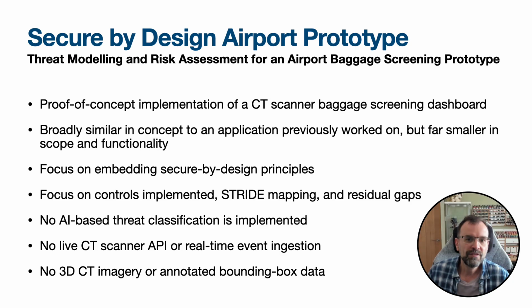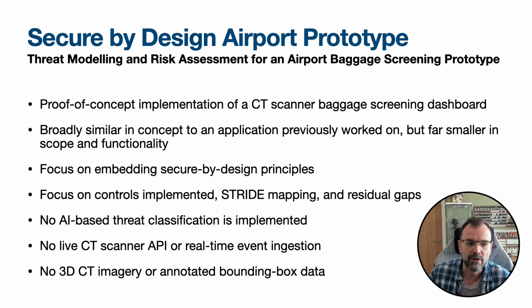This presentation evaluates the security of a Heathrow Terminal 2 CT baggage screening prototype. It's a simplified design, not for full functionality, but demonstrates a secure by design approach across requirements, design, implementation and deployment. I'll show how sensitive data such as scan events and threat imagery are protected, how risks were identified using a STRIDE threat model, and how those risks were reduced using controls aligned to the OWASP top 10.